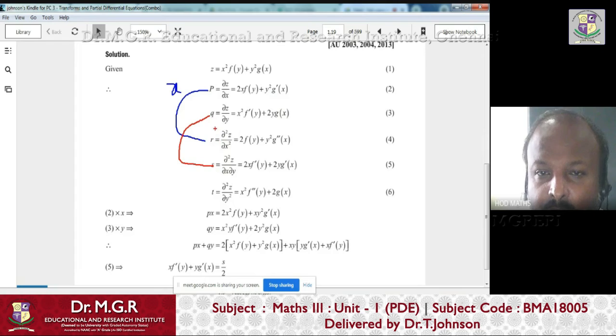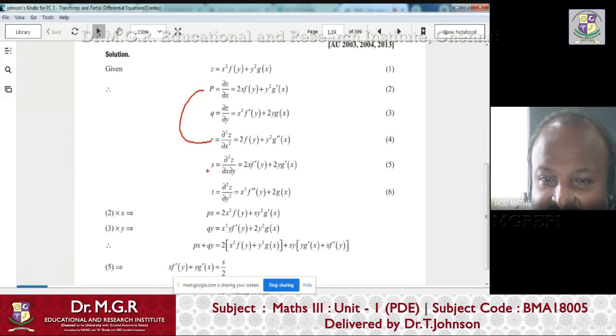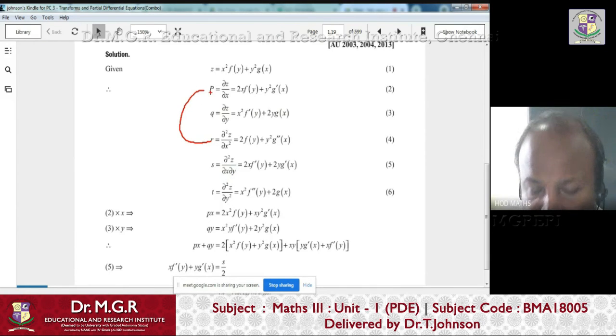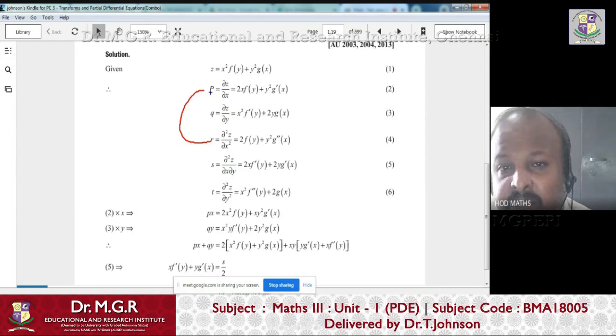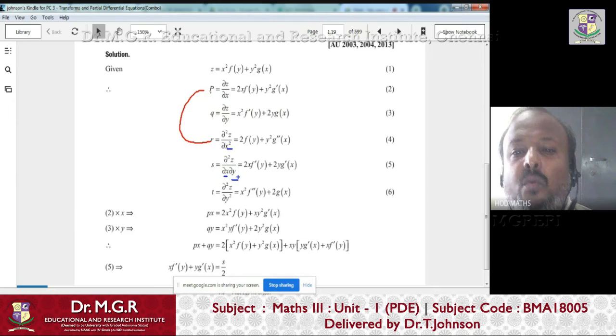Before that, I will do one more thing. Here this is dou square z by dou x square, that is differentiating p with respect to x. And here this is s. S means dou square z by dou x dou y. What you already differentiated with respect to x, that again you differentiate with respect to y. So this is 2 times differentiation with respect to x, but here, first you differentiate with respect to x, another time with respect to y.